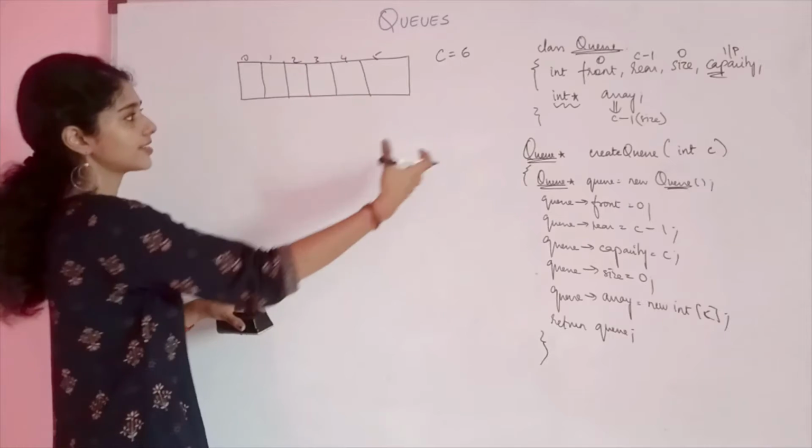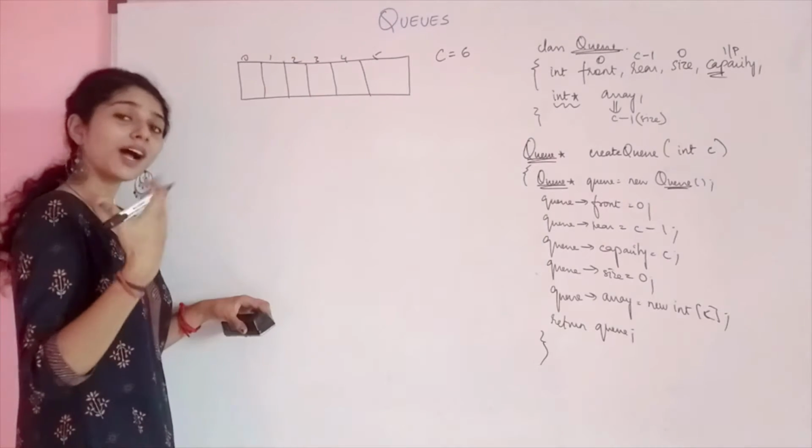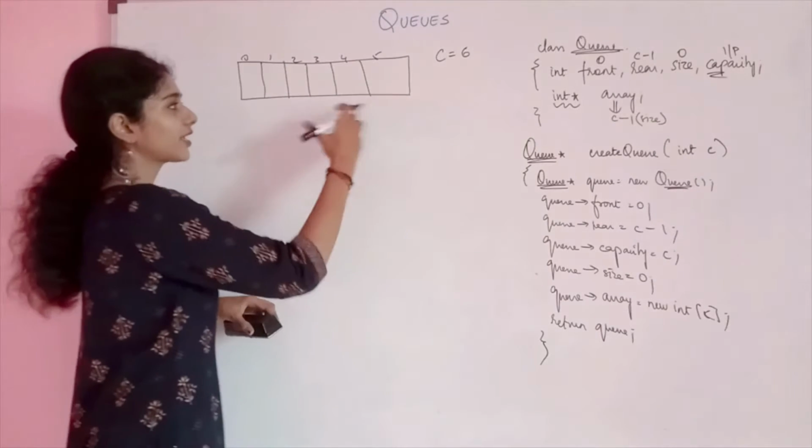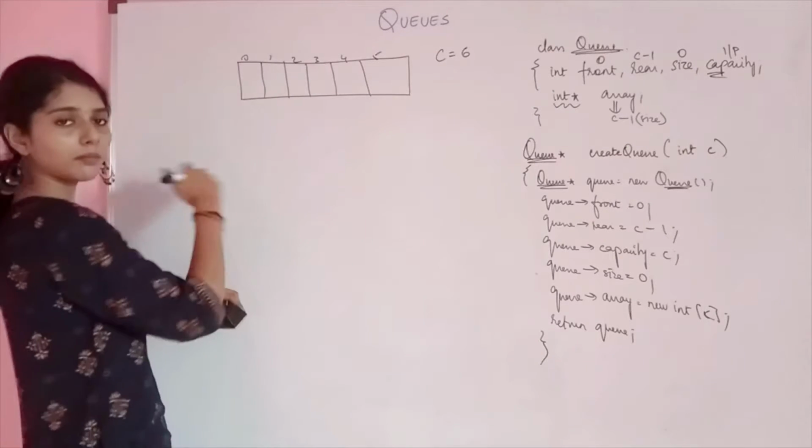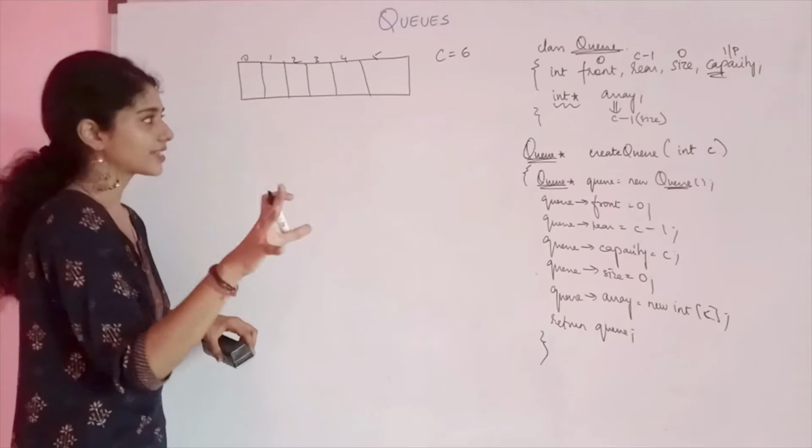Insert the elements, that is the entry of the elements takes place. But where does the entry of the elements take place? The entry of the element takes place at the rear end, right? And deletion is going to happen from the front end. Alright, that is the basic idea we saw.